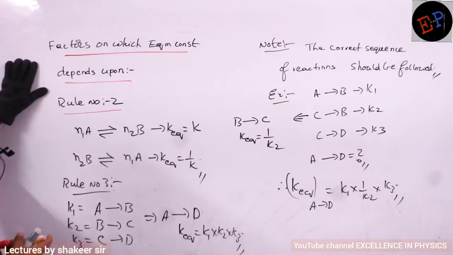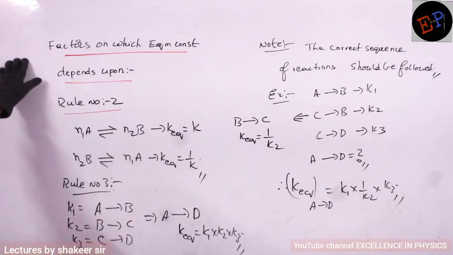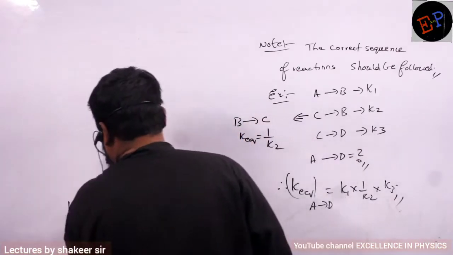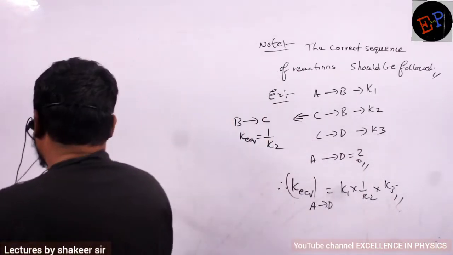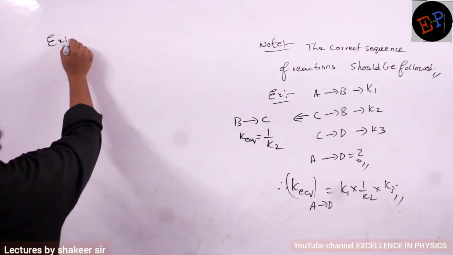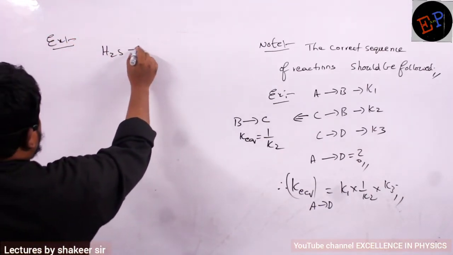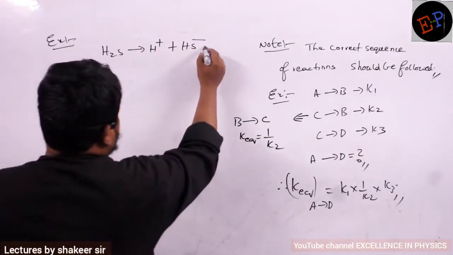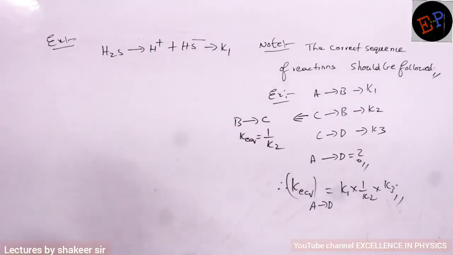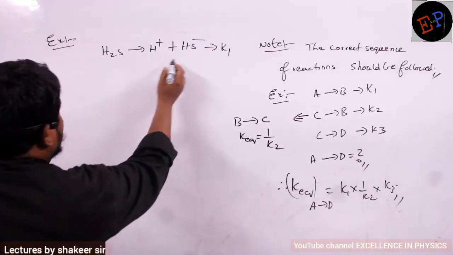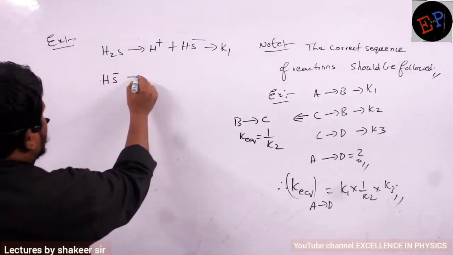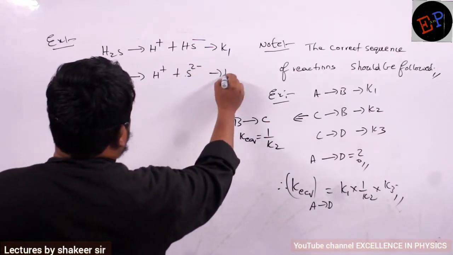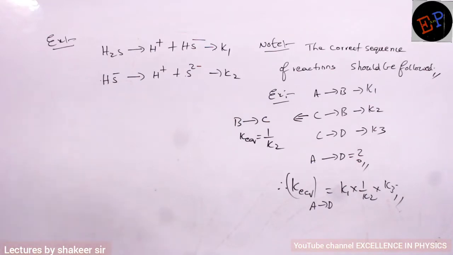Now let us see one more example. Let us write one more example. See, H2S converts into H plus and HS minus. Okay. So for this reaction, the equilibrium constant is K1. Clear, no? Then what is happening? HS minus is converting into H plus plus S2 minus. And for this one, the equilibrium constant is K2.